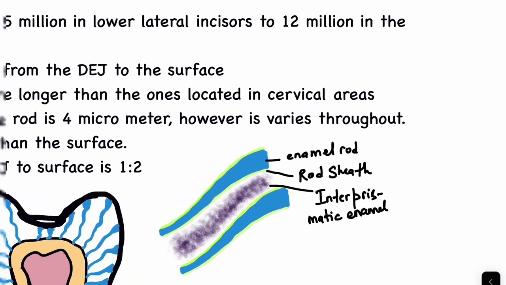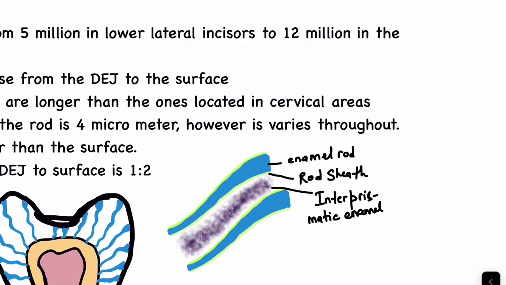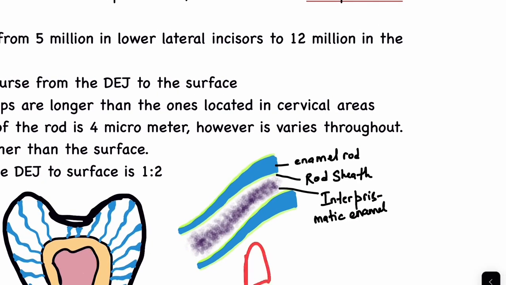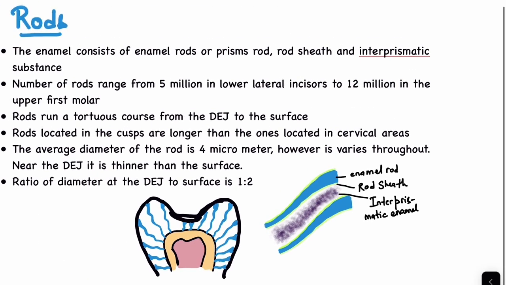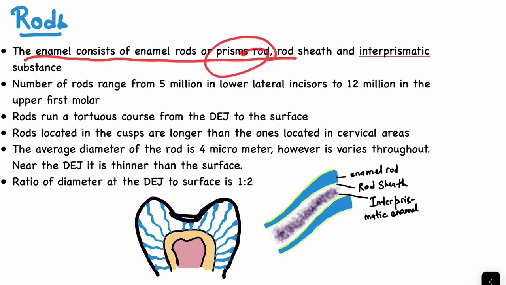When enamel is formed, there are two components formed by the ameloblast. One is the enamel rod, and second is the interrod material, which is the interprismatic enamel. It basically fills in the space between two rods or multiple rods. So this is what is said: the enamel consists of enamel rods or prism rods, rod sheath, and interprismatic substance.